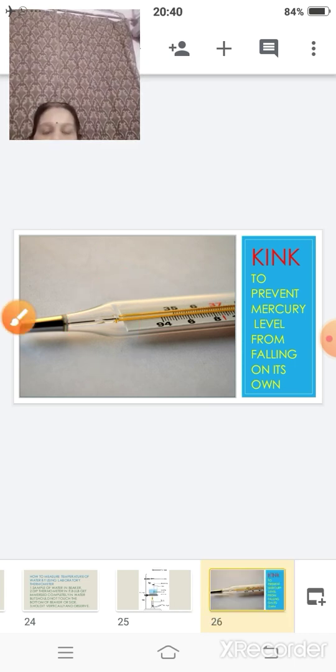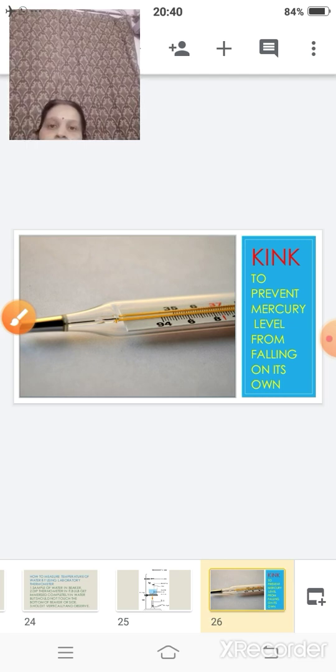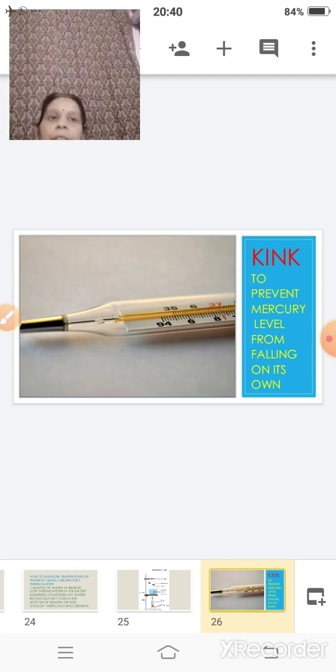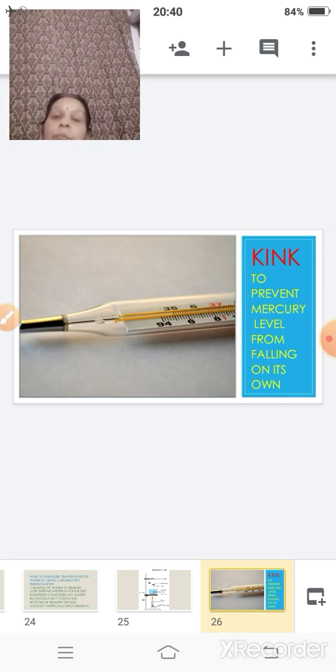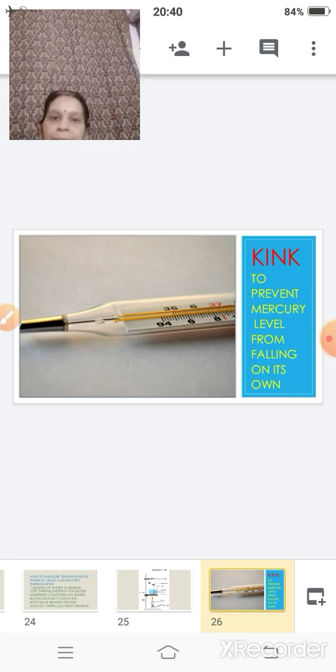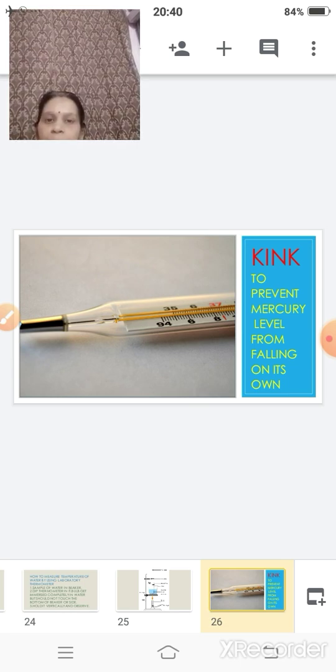So I hope children you have understood the topic about the thermometer which we have taken today. About what temperature is, you have understood, and how heat transfer takes place, that is understood by you. So I hope these three topics are clear to you.